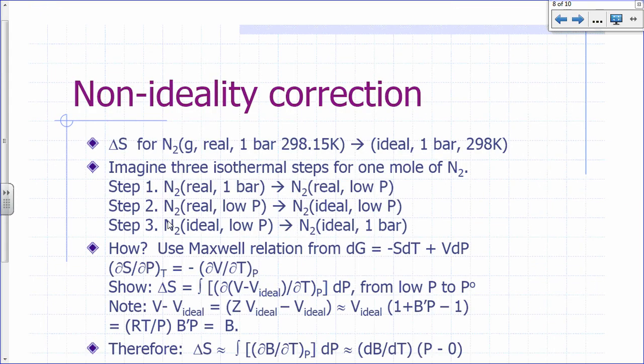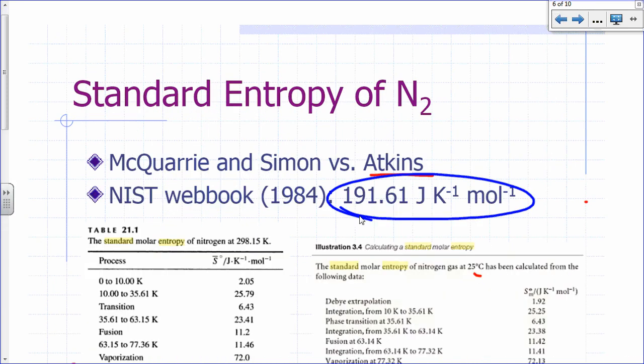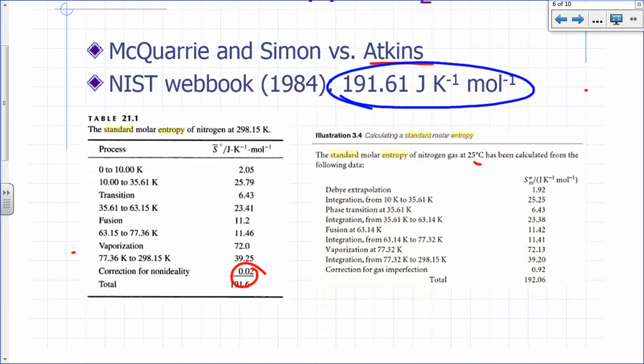Okay. Non-ideal correction. And this is why I would say I would trust Macquarie and Simon's number, because if you calculate the non-ideality correction, you'll find it to be 0.019. And if you go back to the two tables, the number you get is 0.02 from Macquarie and Simon. Okay. How did Atkins get such a different correction? I don't know.